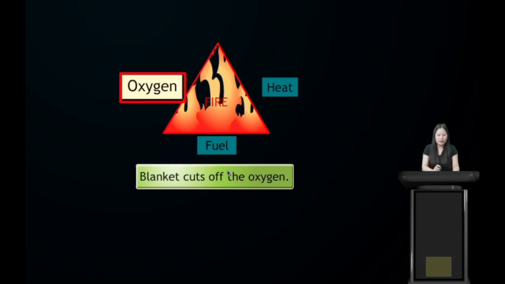So when a person is on fire, the person must not run around because there is oxygen. When the person runs, there will be more supply of oxygen, so it will burn more intensely. But what can be done is wrap the person with a thick blanket to cut off oxygen supply in order to control the fire.